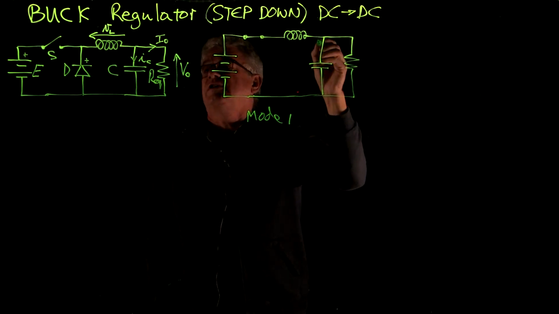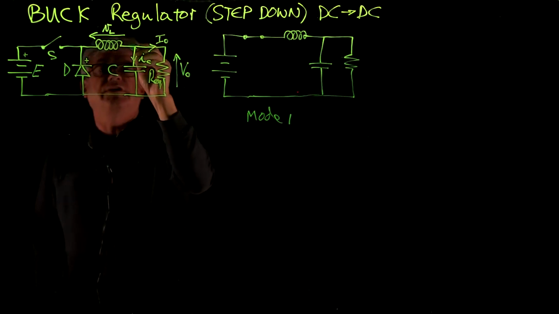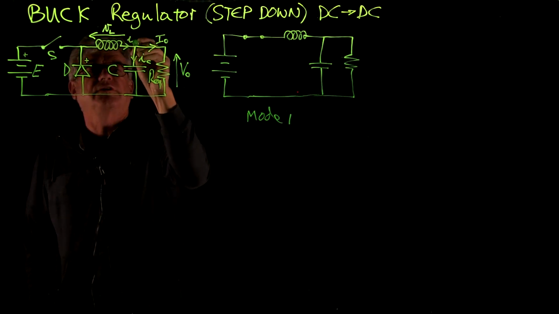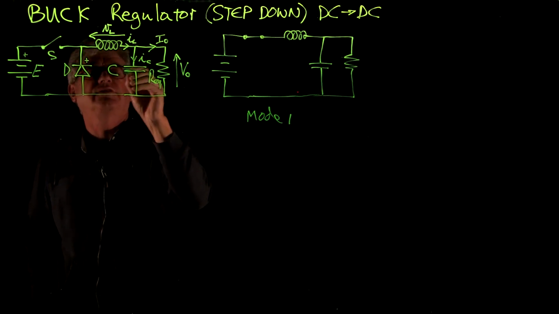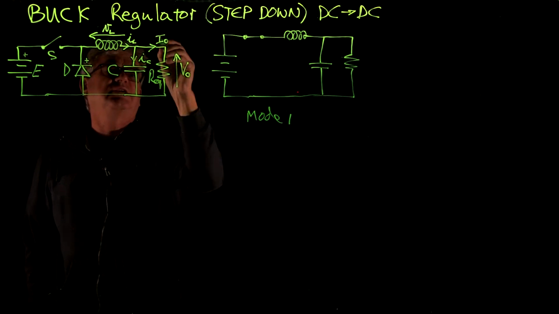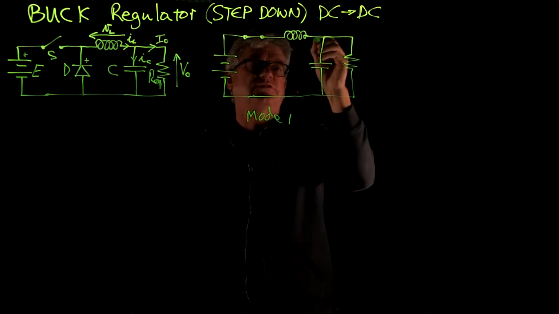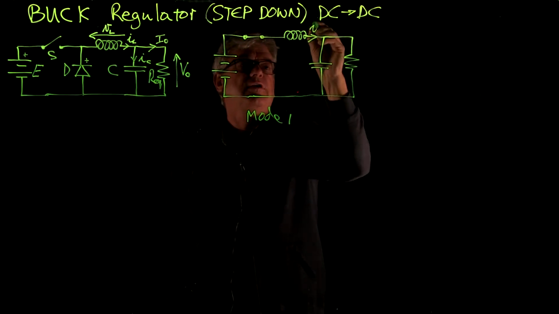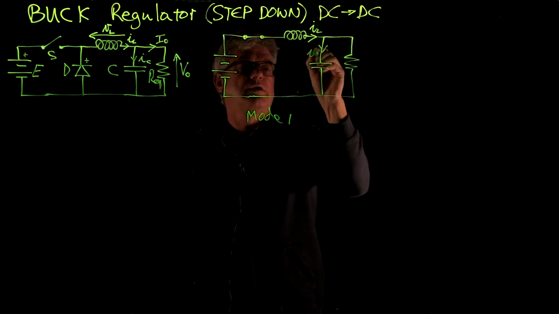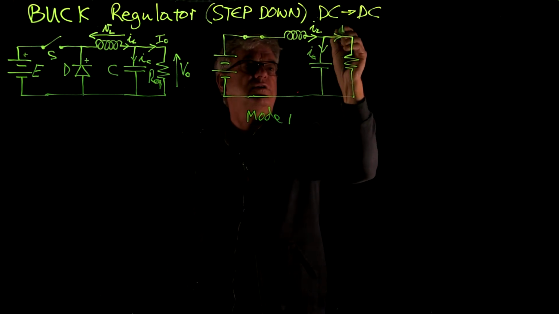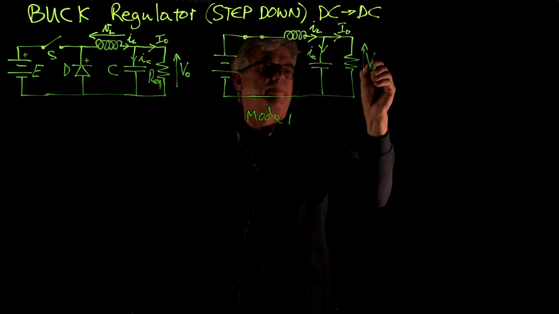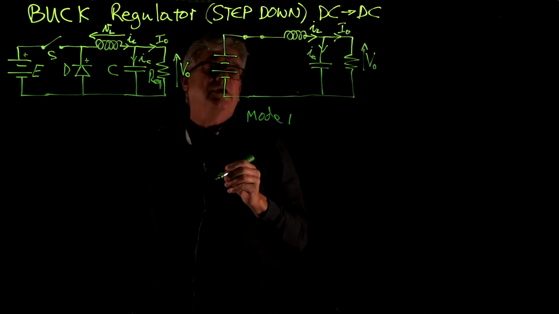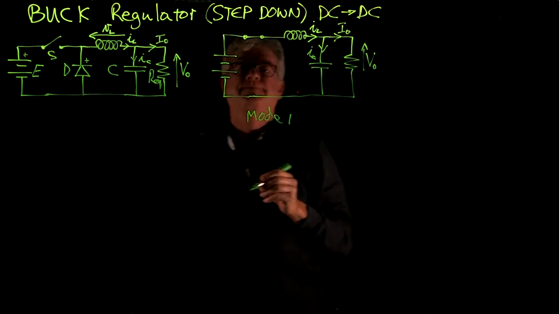So the current that is flowing through the inductor here is IL. The current flowing into the capacitor is IC, and the output current is I out. So once more we have IL, IC, and I out. And that's in mode 1.